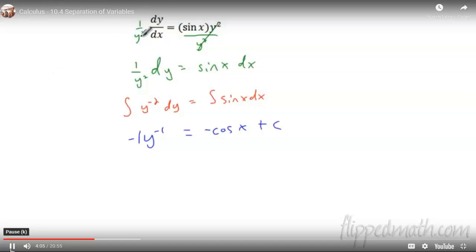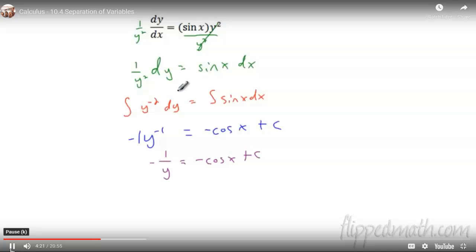So now once you have this, remember our whole goal is to find the antiderivative, find the original function. This is the derivative. So this looks weird. This is a really weird one. This is like negative 1 over y equals negative cosine x plus c. So I'm trying to solve for y.